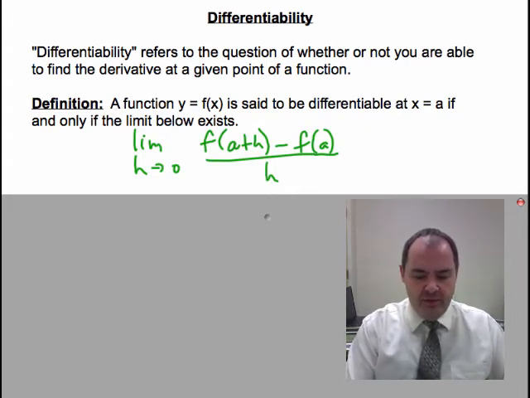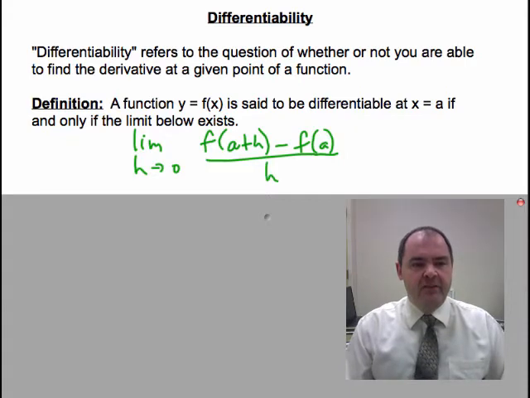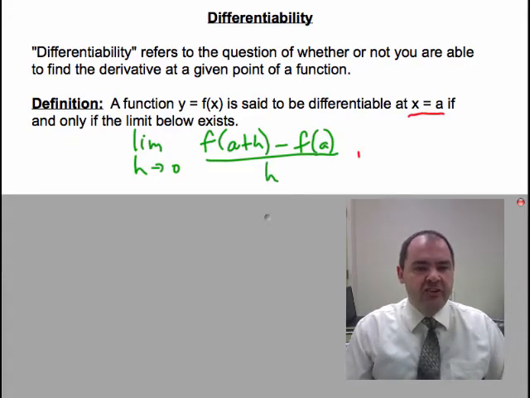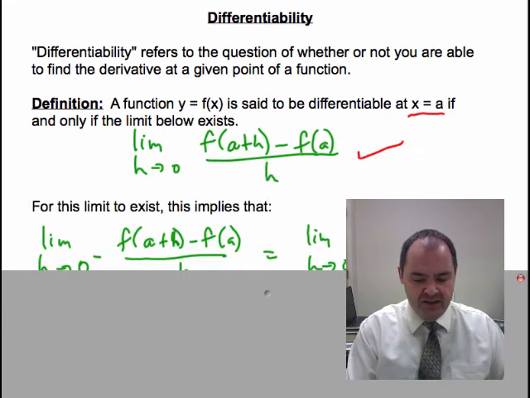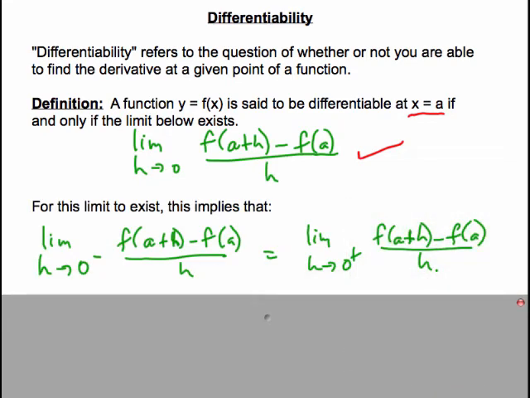Well, the derivative, remember, is a limit. It's this limit, in fact. And so for a function to be differentiable at x equals a, this limit must exist. And for this limit to exist, we know that for any limit to exist, the limit from the left side must equal the limit from the right side.